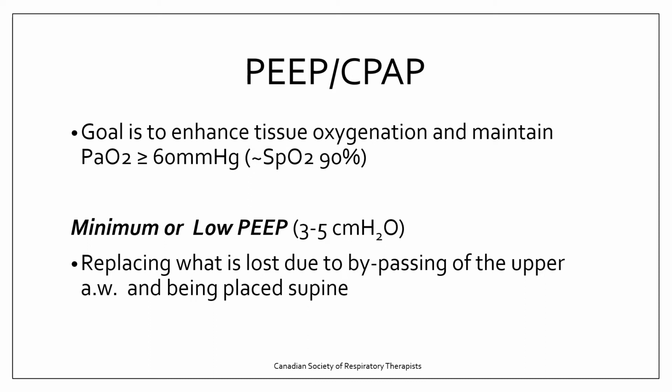We're replacing what's lost due to bypassing the upper airway and being placed supine on our back to help overcome some increasing pleural pressures. So it's really important that we have the appropriate amount of PEEP set. We want to avoid overdistension, but we also need to prevent alveolar collapse.